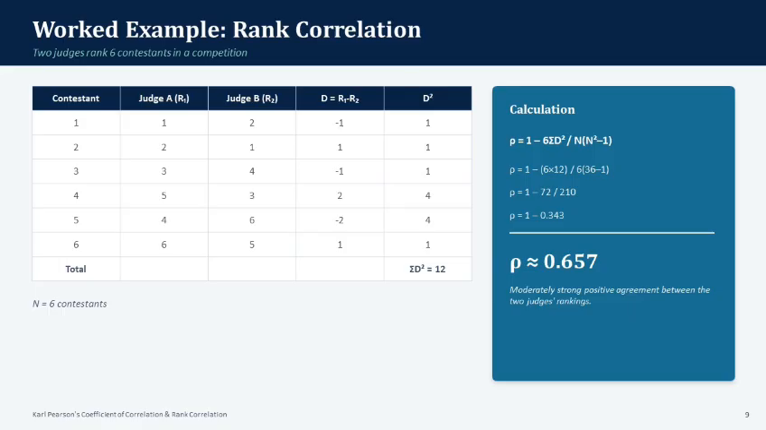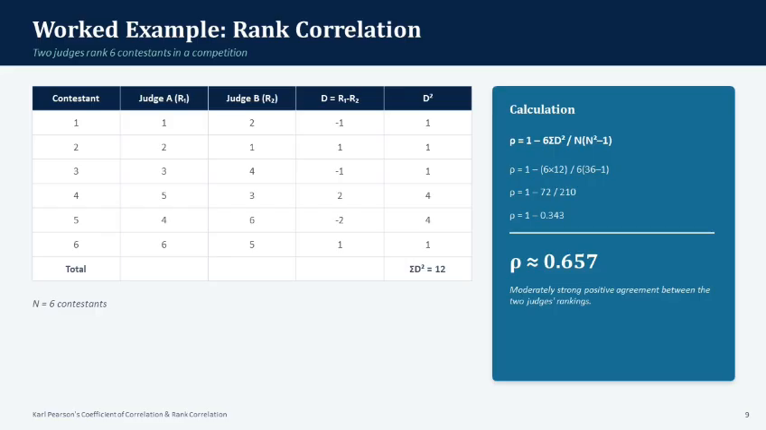One example of rank correlation is given. Here 6 contestants are there. Judge A is represented as R1. Judge B is represented as R2, where R1 and R2 are the ranks. Now we have to find capital D, which is equal to rank 1 minus rank 2, that is second column minus third column, which is 1 minus 2 is equal to minus 1, 2 minus 1 is equal to 1, 3 minus 4 is equal to minus 1, 5 minus 3 is equal to 2, 4 minus 6 is equal to minus 2, and 6 minus 5 is equal to 1.